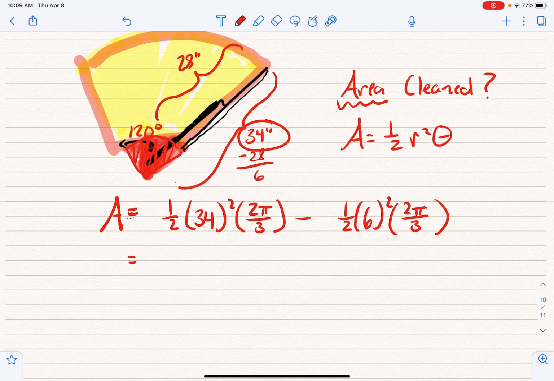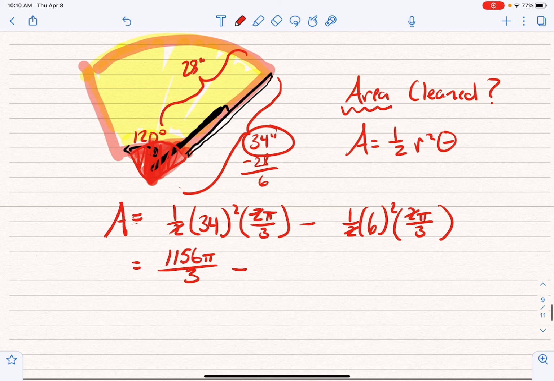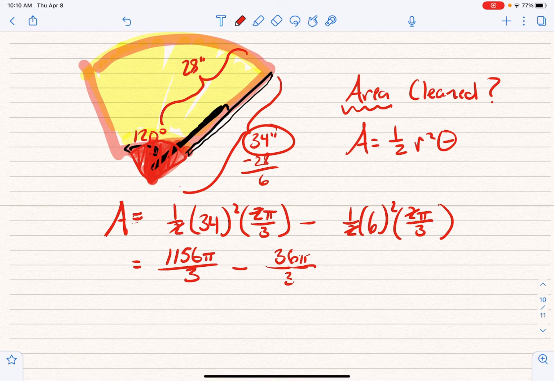And if you say 34 squared, that's going to be 1156, and you divide that by 2 and divide that by 3. It doesn't divide evenly by 3, but really, I look and go, the 2 and the 2 cancel out. So I just get 34 squared, which is 1156 pi over 3, minus, the 2 and the 2 cancel out, and I get 36 pi over 3. Okay, so 36 pi over 3, which would be the same thing as 12 pi. And I can subtract those two, and that's going to give me the actual area that is cleaned. Okay, and so I can say 1156 pi divided by 3 minus 12 pi.